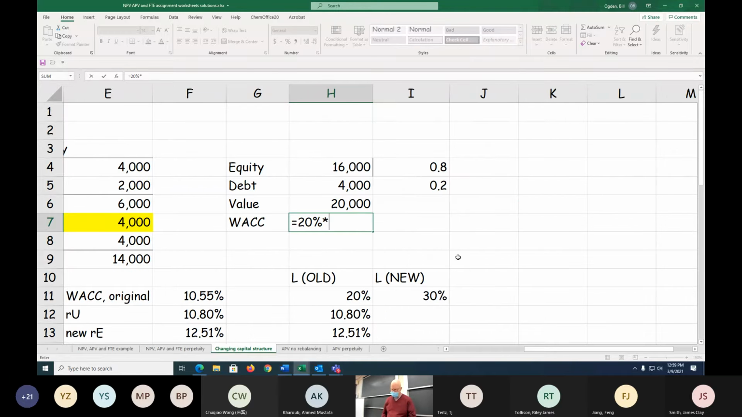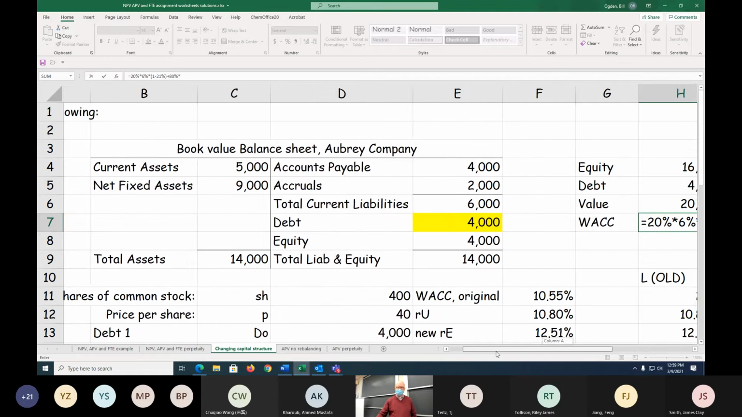So times the cost of debt, RD, interest rate on debt, 6%, times the tax rate, 1 minus 21%, 1 minus T, plus 80% times the cost of equity. Now, do we get a cost of equity? I think we're given that in this problem.